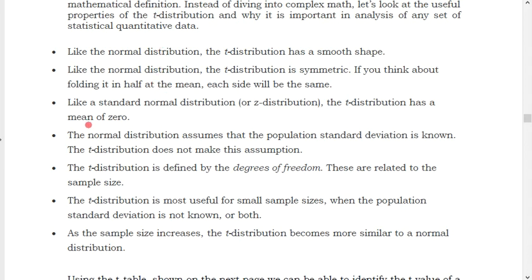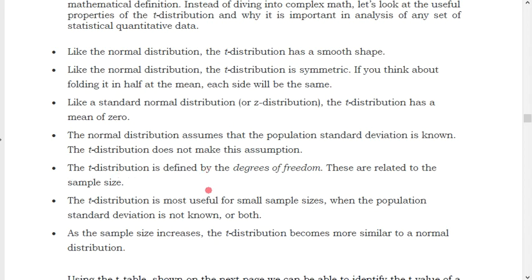They are symmetric. Like the standard normal distribution or the z-distribution, the t-distribution has a mean of 0. Yung z-score ng mean is 0. The normal distribution assumes that the population standard deviation is known, while the t-distribution does not make this assumption. So, if hindi available ang standard deviation, meron tayong ginagamit na standard deviation of the sample.